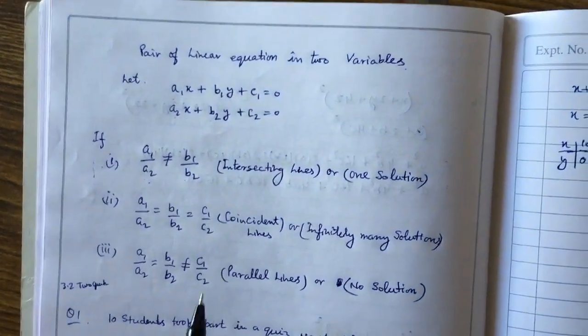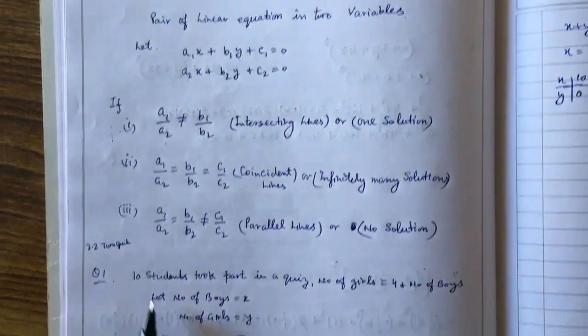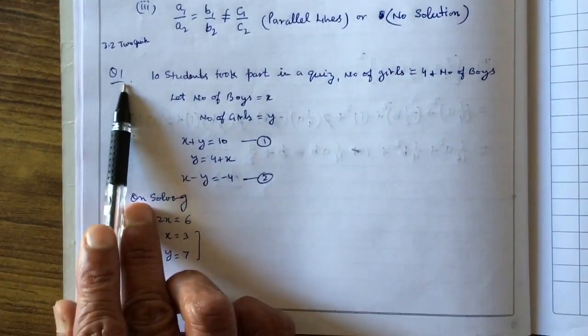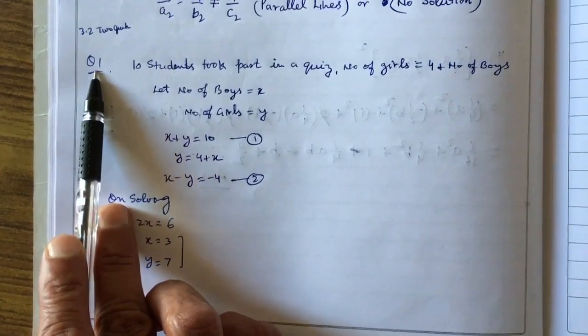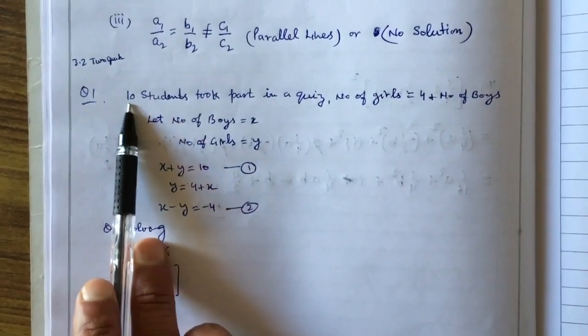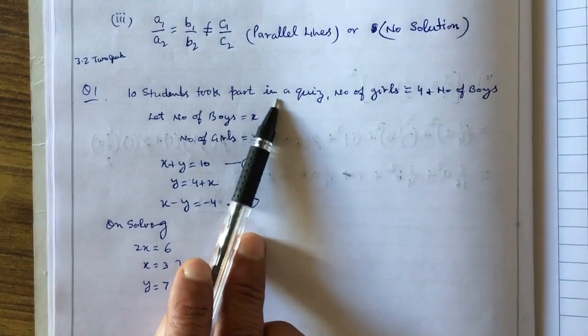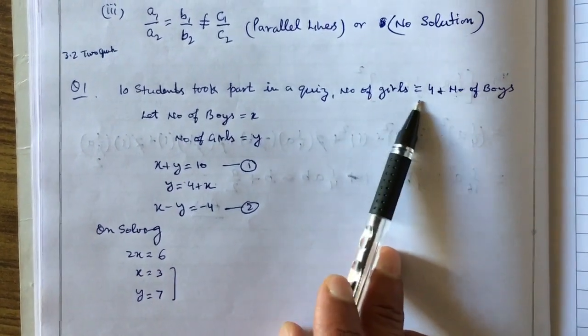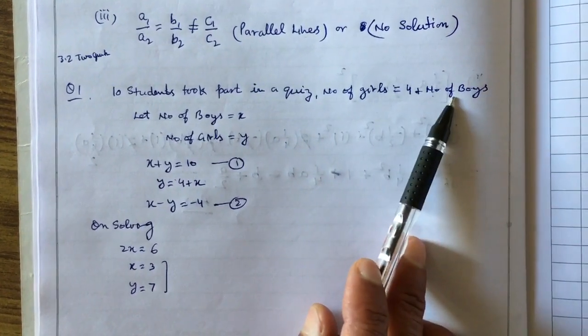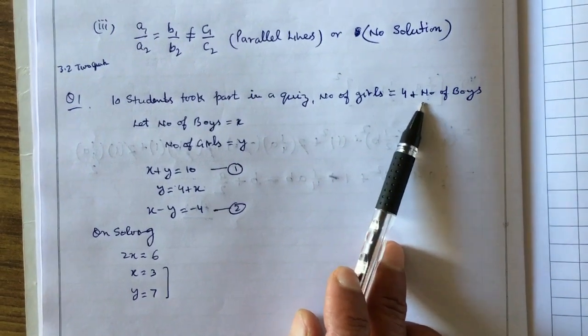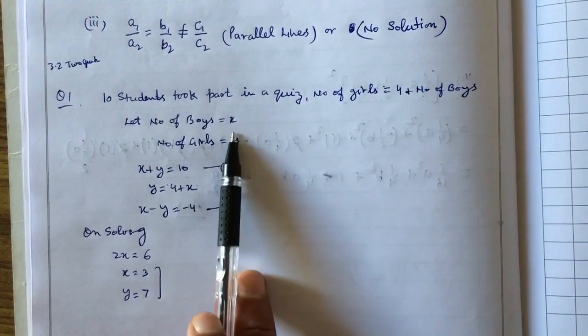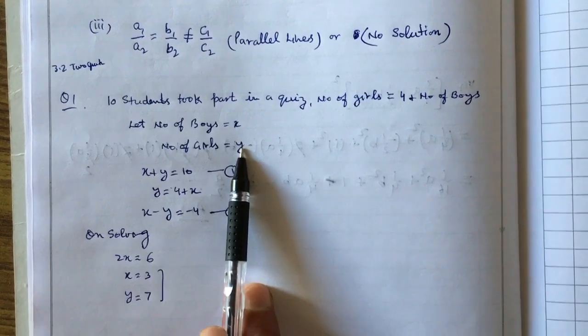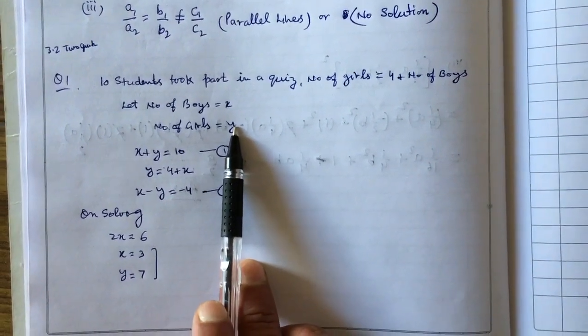Now I am taking one example of exercise 3.2. Example question number first. 10 students took part in a quiz and the number of girls is 4 more than the number of boys. Then you have to find the number of boys and girls and also solve this question graphically.